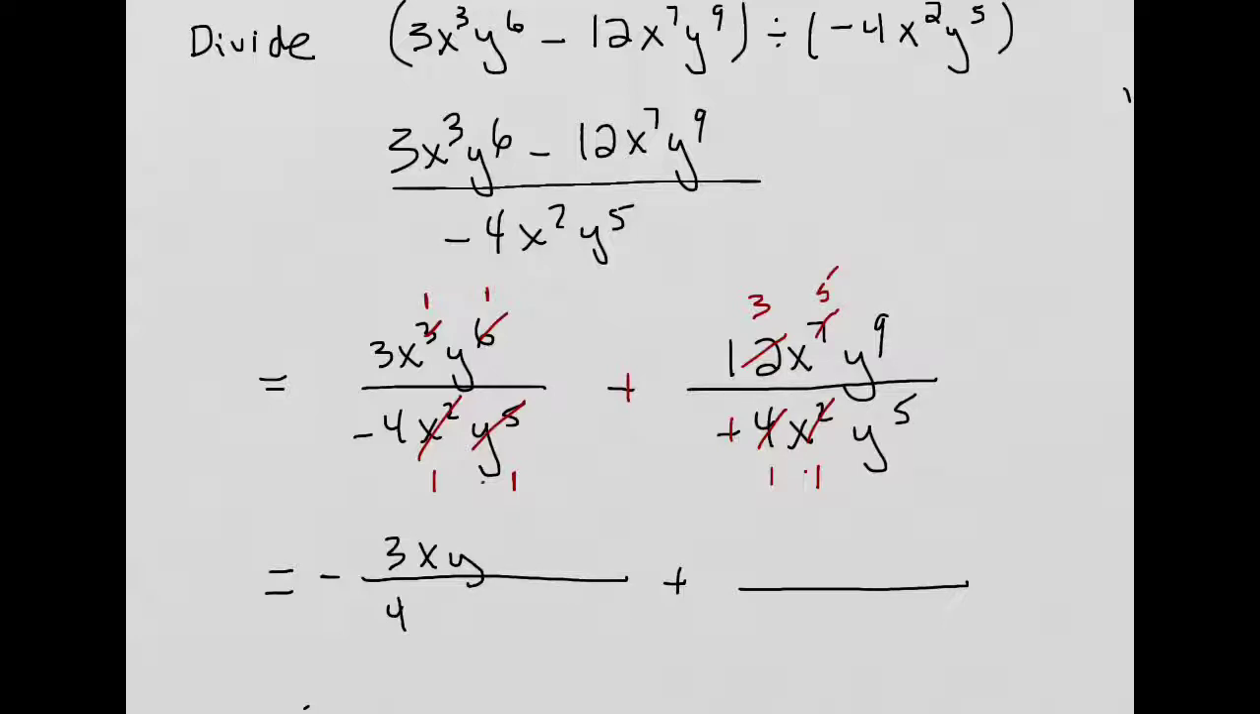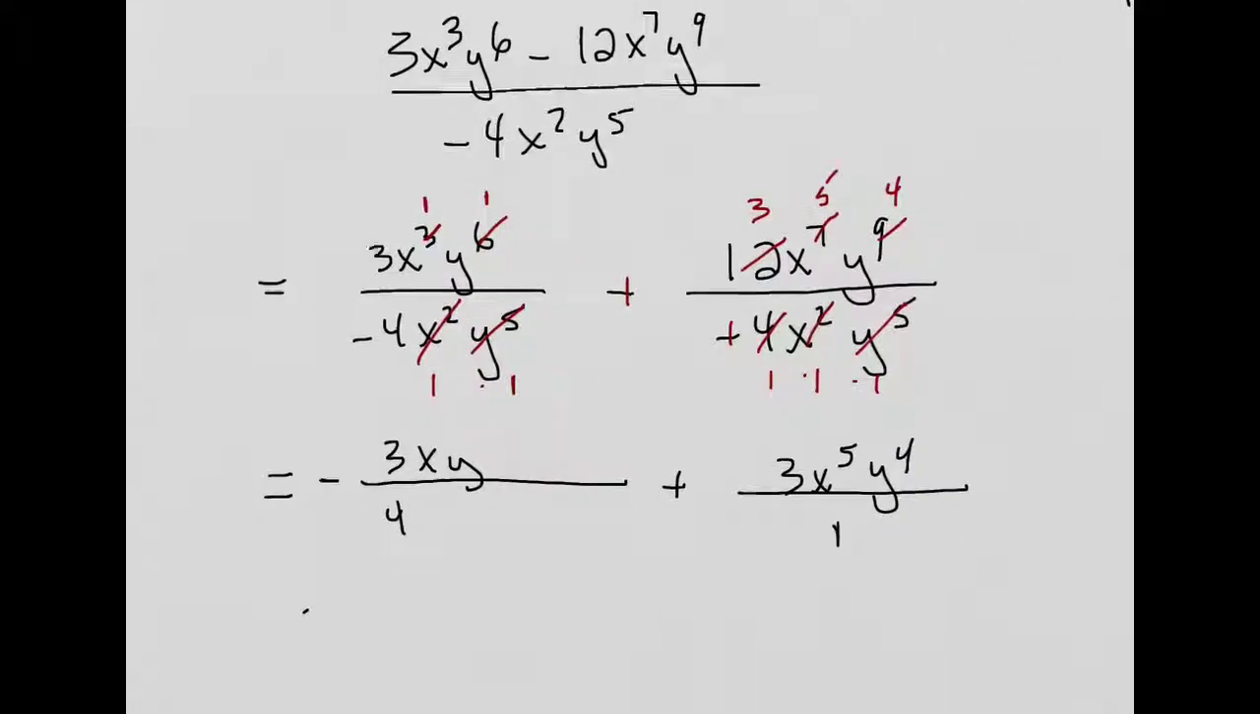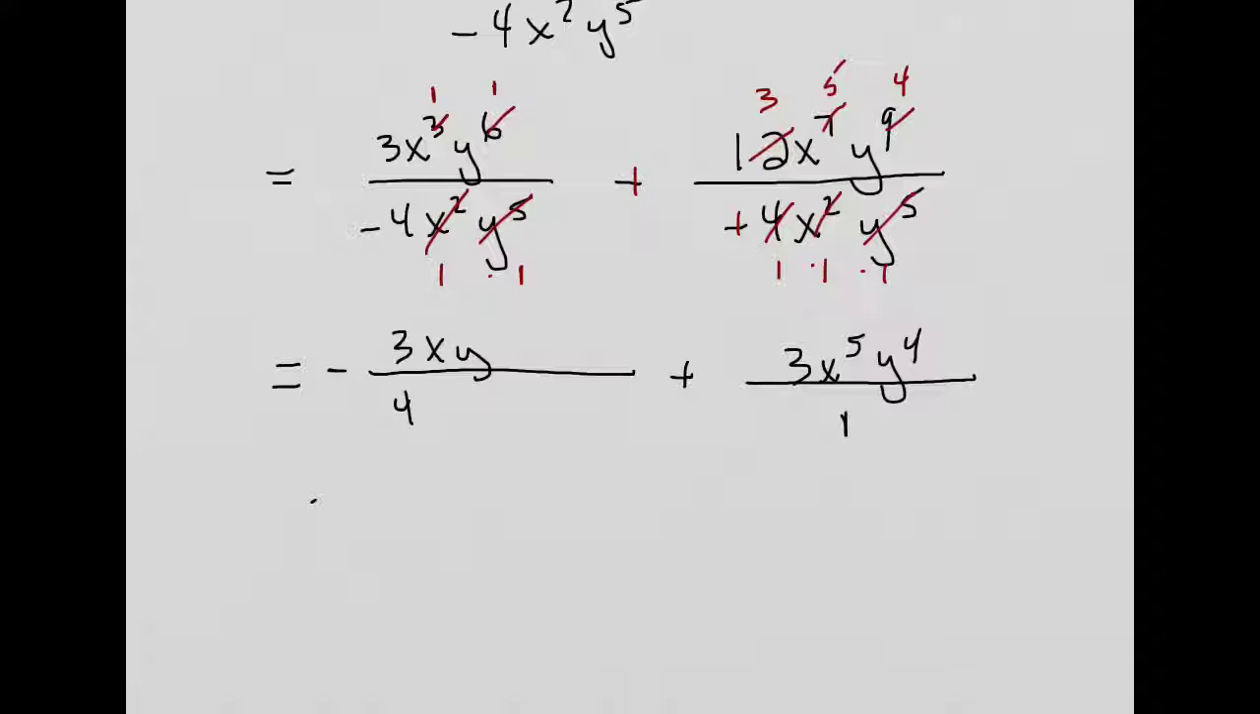Same reasoning with the y's. If I do 9 minus 5, I'm left with 4. So all my y's on the bottom are going to cancel, and I'm left with y to the 4th on the top. So now if I just write what I've got, on the top I've got 3x to the 5th y to the 4th. On the bottom I have 1 times 1 times 1, which is 1. So really, in simplest form, I don't even need the over 1 in the second fraction.